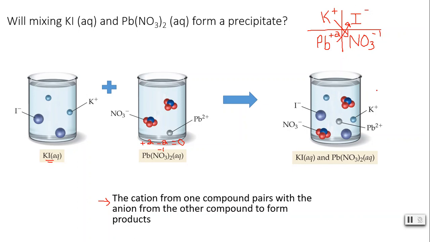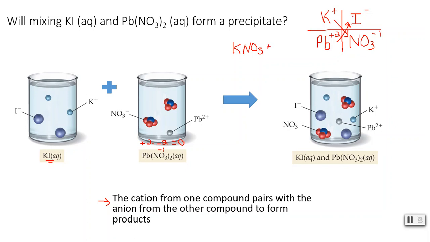So when I write my predicted products, I can see that I'm going to have K go with the NO3, and for every +1, because potassium is +1, I have an NO3 that's a -1. So KNO3.